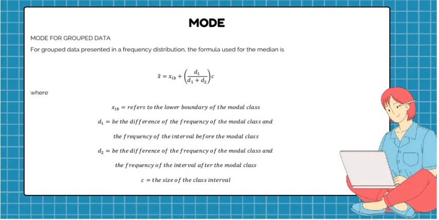Here, x sub lb refers to the lower boundary of the modal class, d sub 1 is the difference between the frequency of the modal class and the frequency of the interval before the modal class, d sub 2 is the difference between the frequency of the modal class and the frequency of the interval after the modal class, and c is the size of the class interval.